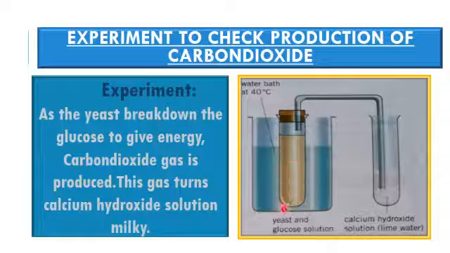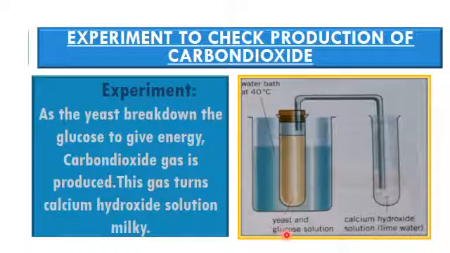The yeast, when it respires, will break down the glucose without oxygen. You can see it's an airtight test tube. No oxygen is inside the container or test tube. So what is the product when the yeast is respiring without oxygen?